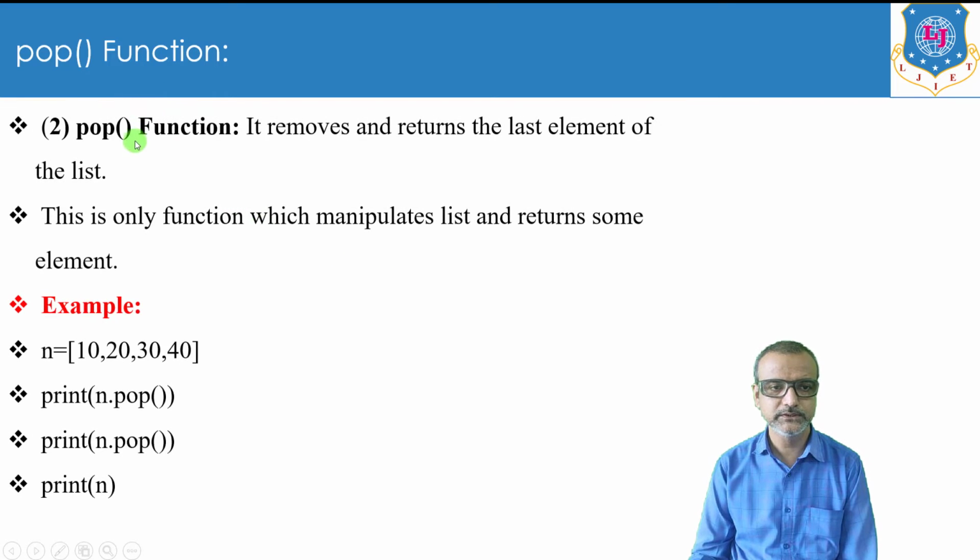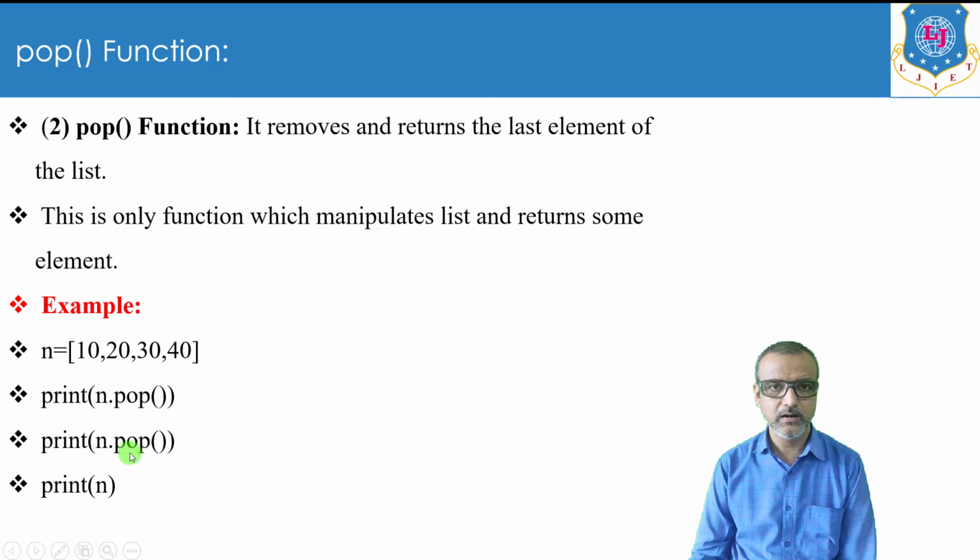So what will this pop function do? It removes and returns the last element of the list. This is the only function which manipulates the list and returns some element. For example, in the list n, we have taken these elements, that is 10, 20, 30, 40, print n dot pop. So it will just remove the last element from this list and will return the same. So the output of this print statement will be 40.